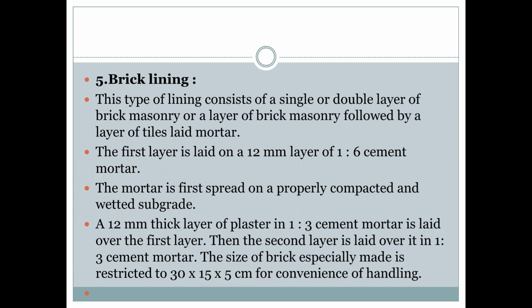The first layer of the bricks is laid on a 12 mm layer of 1:6 proportion cement mortar. After laying the cement mortar having ratio 1:6, the bricks are laid on that. The mortar is first spread over the bed of the canal. It is compacted properly. The subgrade is wetted. On that, this mixture of cement and mortar is laid. Above that, these bricks are laid. The 12 mm thickness of the brick layer is laid on that cement mortar.